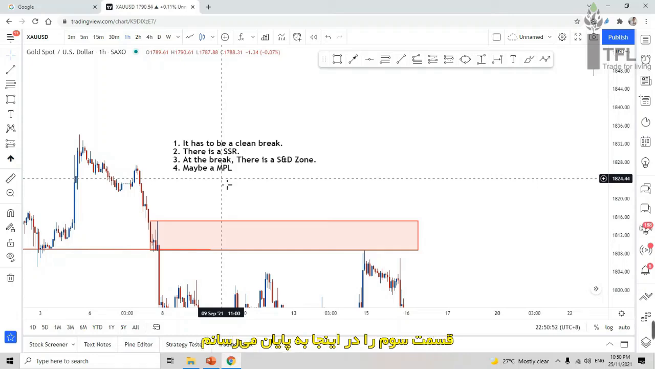Okay, so I'm going to end the third episode here. On the fourth episode, I'm going to show you a more complicated kind of setup that a lot of people like. That's the QML, the Quasimodo line, the Quasimodo setup, buy and sell.